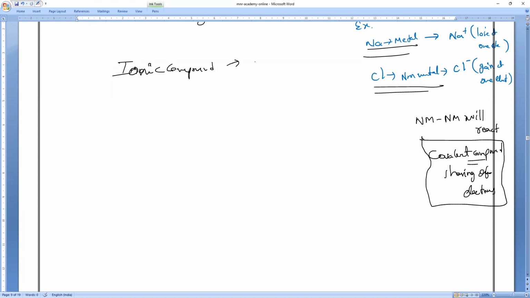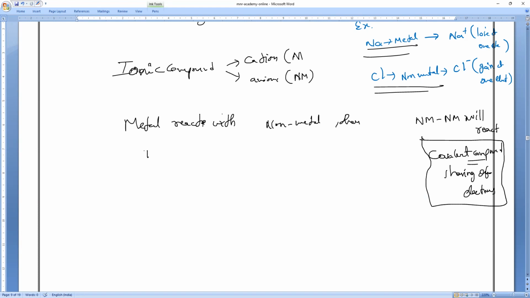Now, ionic compounds are formed by ions. How many ions? Cation as well as anion. Cation is formed by a metal, anion is formed by a non-metal. So, when a metal reacts with a non-metal, which compounds will come? Ionic compounds. So that is what we call ionic compounds.